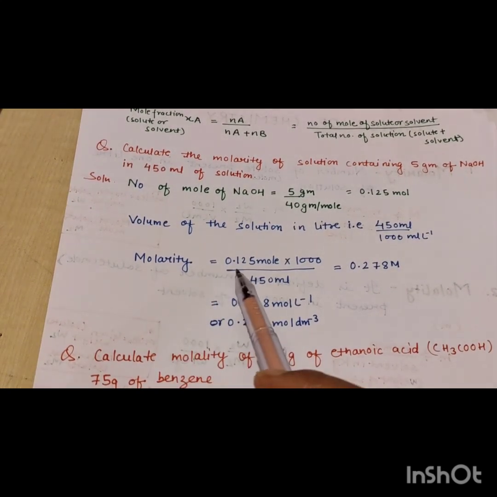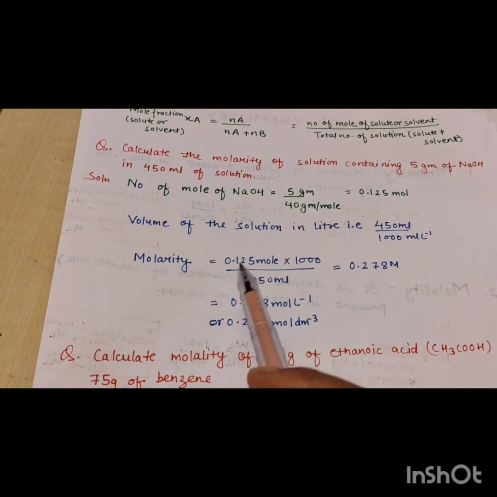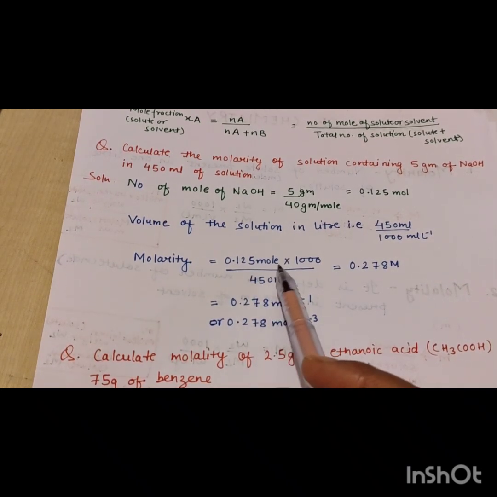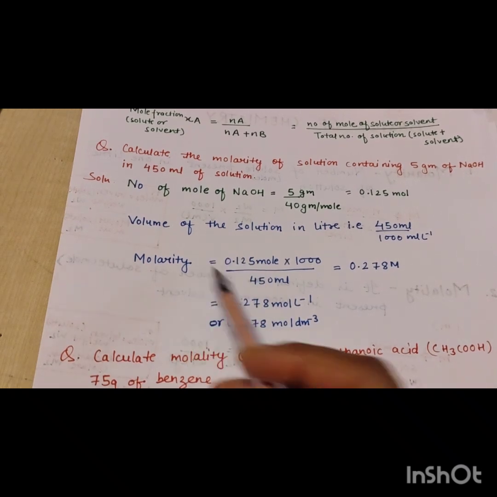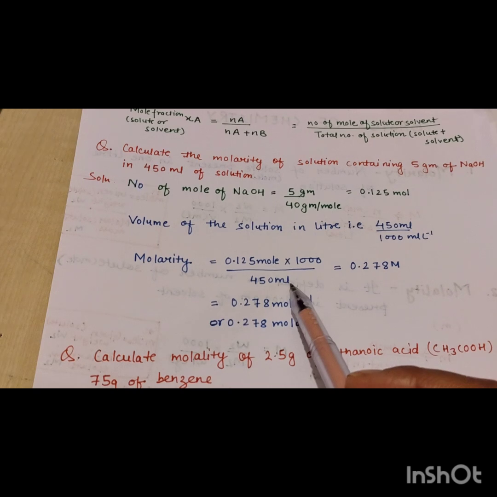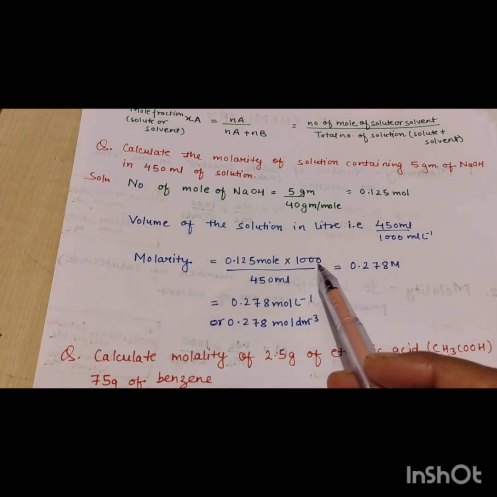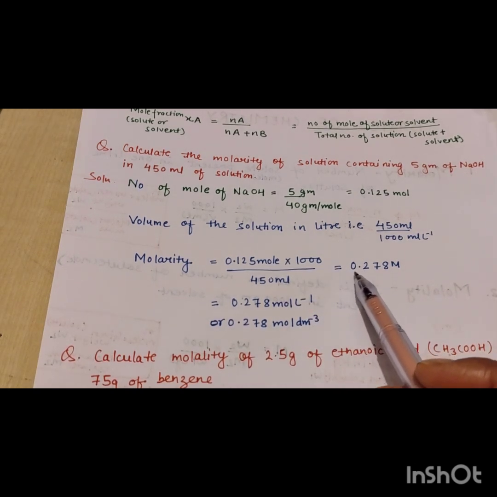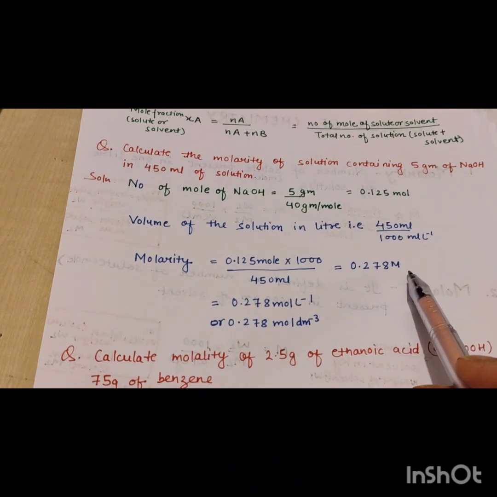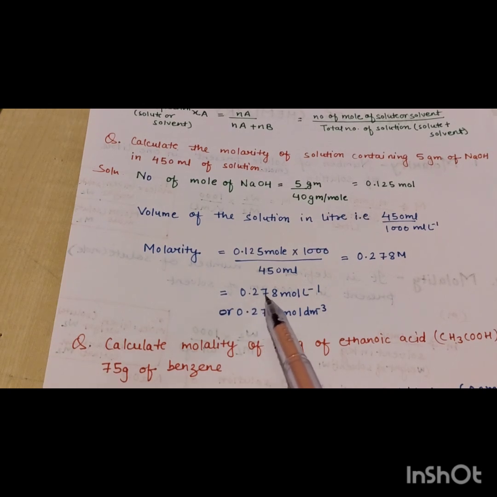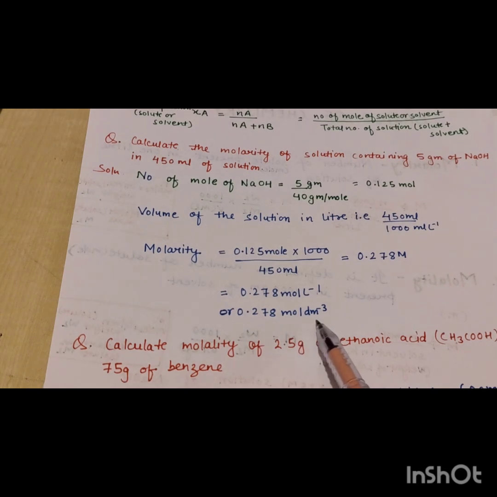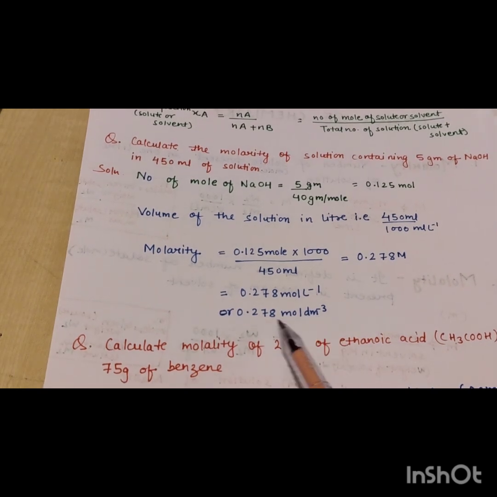Now molarity is equal to the number of moles of solute, that is 0.125 mole, divided by the volume of solution in liter, that is 450 ml divided by 1000, which equals 0.278 molar. That is the answer: 0.278 mole per liter, or it can be written in terms of mole per decimeter cube.